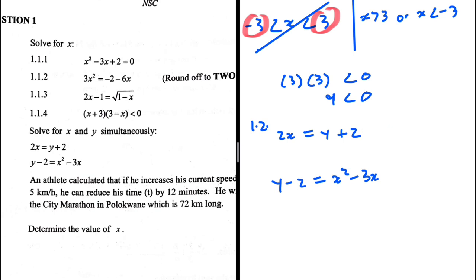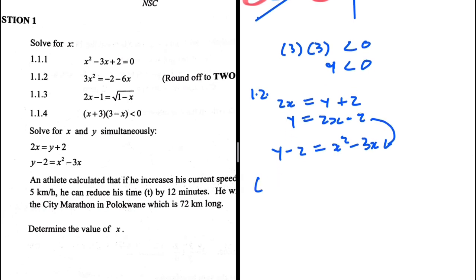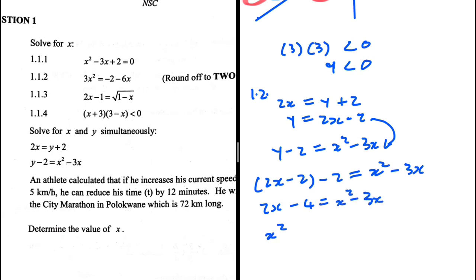You have to substitute that fraction in place of x and square it, which is a very difficult process. Why don't you just make y the subject of the formula instead and take 2 to the other side and have 2x minus 2. And then you can substitute these here, of which let's go ahead and do. 2x minus 2 is equals to x squared minus 3x. Not too bad. We're not squaring a fraction. 2x minus 4 is equals to x squared minus 3x. So we're going to have x squared minus 5x plus 4 is equals to 0.